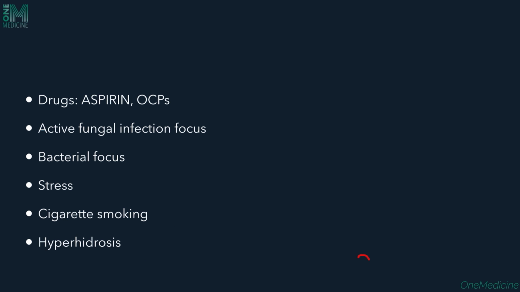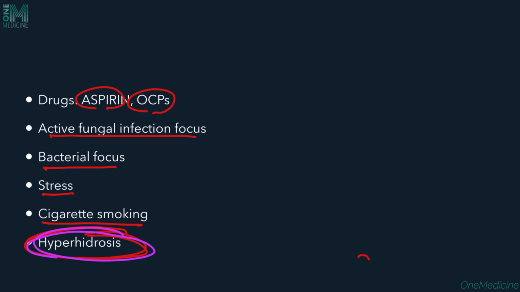Certain drugs like aspirin and oral contraceptive pills also can cause Pompholyx. Active fungal infection focus, bacterial infection, stress, cigarette smoking, even hyperhidrosis. This hyperhidrosis is a very important clinical feature also. The patient can present with vesicles in the palms and soles with increased sweating. Hyperhidrosis is nothing but increased sweating. So the patient can come with these particular complaints as well.